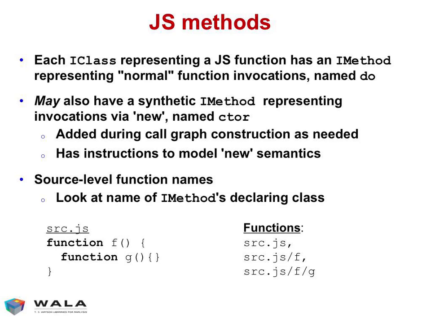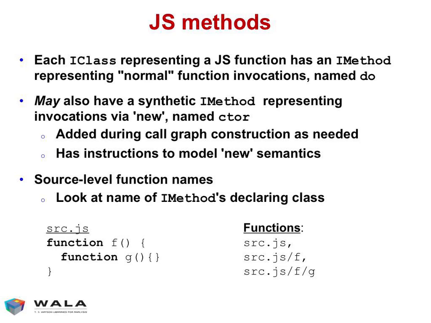So one thing that's important is that if you're looking in WALA for a particular function that corresponds to some source level function, you have to look at the name of the declaring class of the IMethod, because the IMethod itself is just going to have some stub name like do or ctor, but the containing class will have the actual name from the source code.